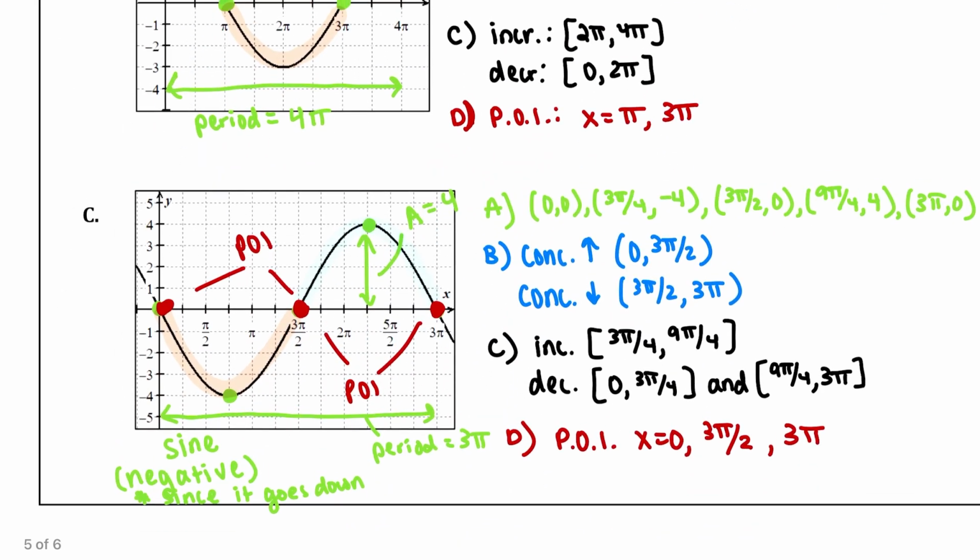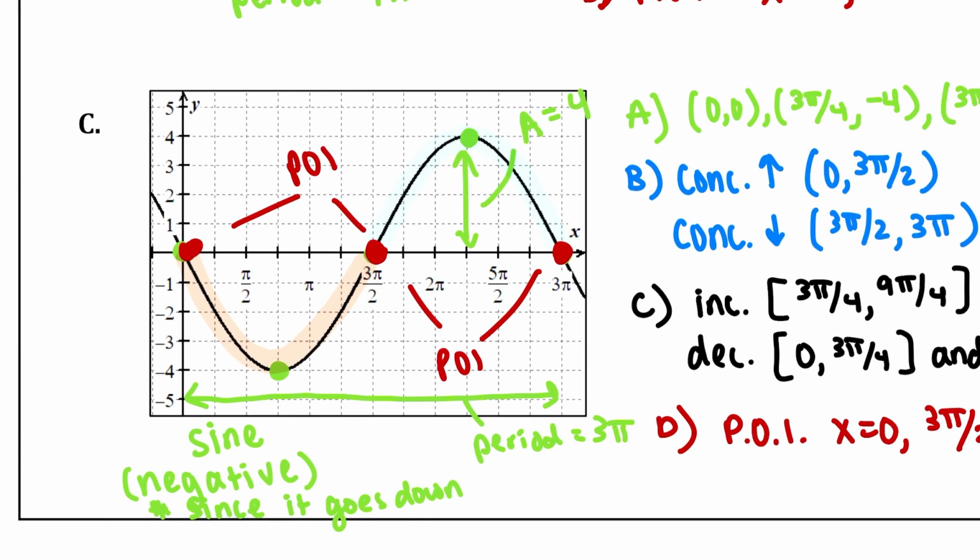10C is a little bit different, not in terms of how you solve the problem necessarily, but visually. This is a sine graph because it starts at an intercept, but it's going down. So this one will actually have a negative sign in front of it. Not a requirement of the problem, but definitely good to know.